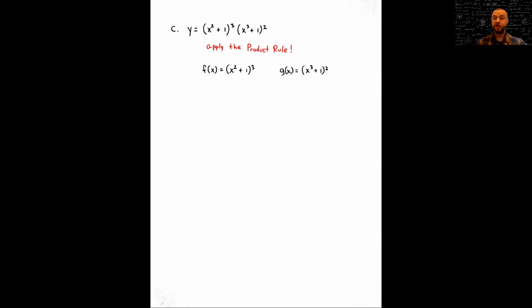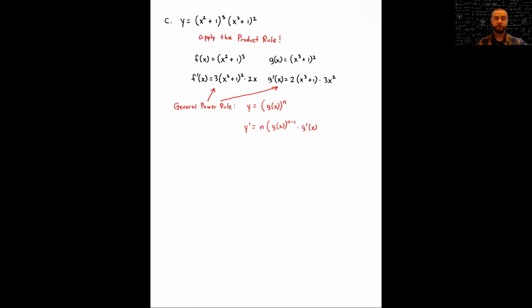All right, let's apply the general power rule. Notice the exponents are coming down, and we multiply by the derivative of the inside for each of them. For f prime, the derivative of the inside is 2x, and for g prime, the derivative of the inside is 3x squared. Before advancing, make sure you're comfortable with those two calculations. Both of them, we apply the general power rule, which I have written there.